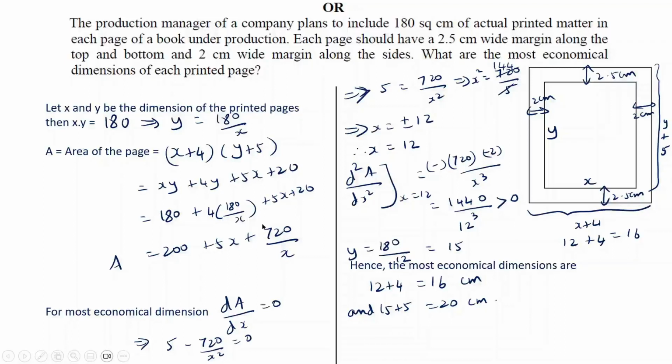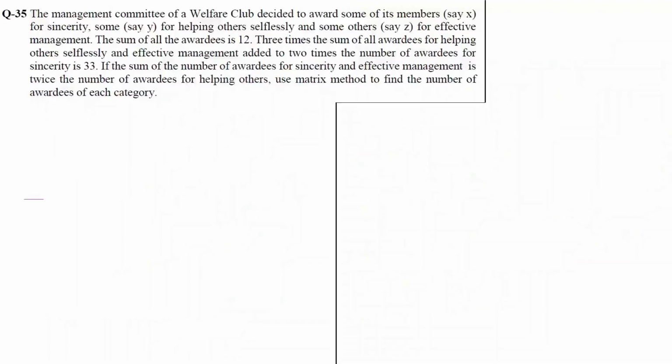Here all these steps and finding the value of x up to this step carries 2.5 marks, and then the remaining steps and the final answer carries 2.5 marks. A total of 5 marks for this question. This is the last question in this section, section D.